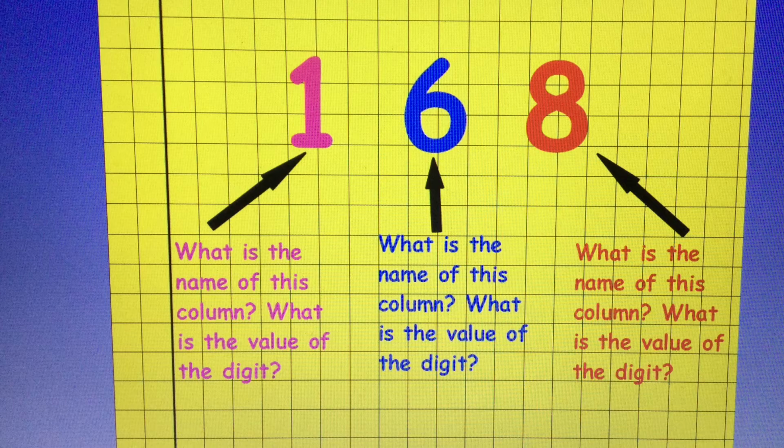What is the value of each of the columns and what is the value of the digits? First in red we've got our ones and that 8 is worth 8. Then we look at the 6, which is in our tens column, so it is worth 60. And then we look at the 1, which is in our hundreds column, so it's worth 100.